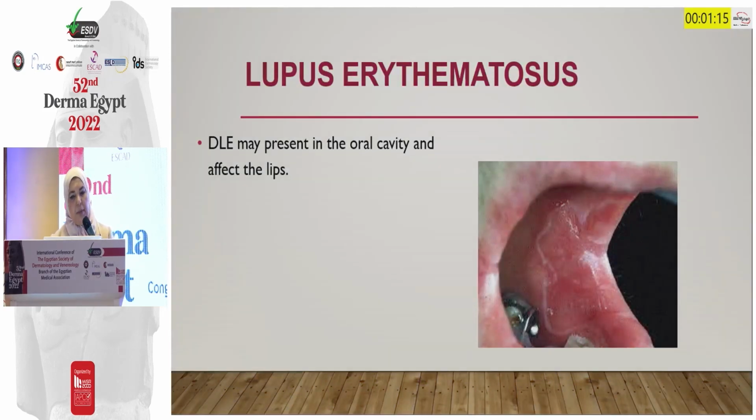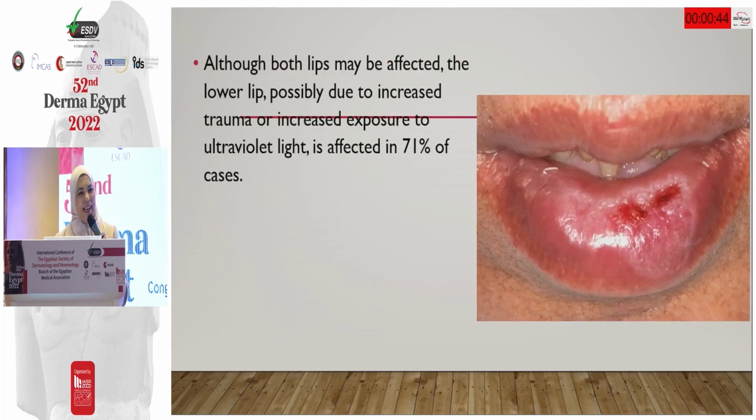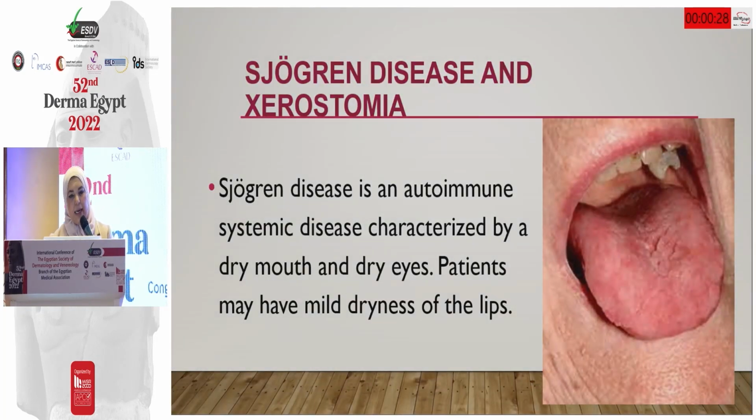Lupus erythematosus, DLE, may present in the oral cavity and affect the lips. Distinctive oral plaques of DLE appear as erythematous red and white plaques with characteristic peripheral radiating striations on the buccal and labial mucosa. يعني بنشوف فيها لون أحمر ولون أبيض في نفس الوقت. Red and white overall plaques may also affect the vermilion. Although both lips may be affected, the lower lip, possibly due to increased trauma or increased exposure to ultraviolet, is affected in 71% of cases. That we have to keep in our mind that DLE can affect the lips.